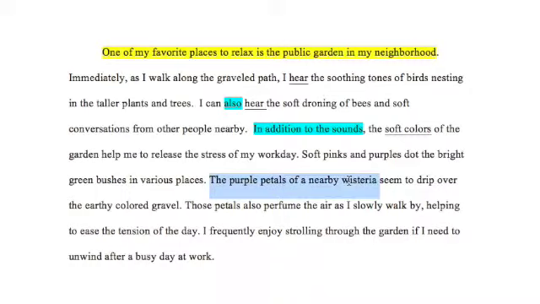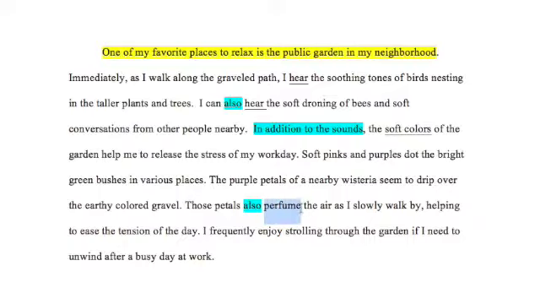And here's a nice description as well. The purple petals of a nearby wisteria seem to drip over the earthy colored gravel. Wisteria flowers tend to fall in a cluster from branches of the tree. So using the word drip helps create the image. Even if you've never seen or you're not sure what a wisteria looks like, by saying that the purple petals seem to drip, you get this mental image of flowers falling almost off of the branches of the tree.